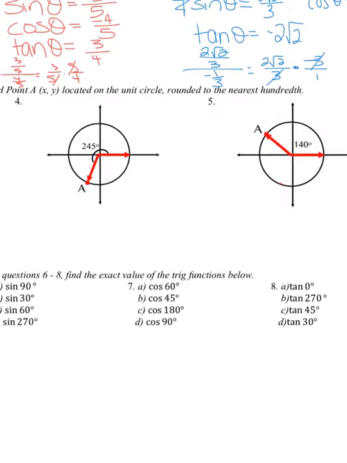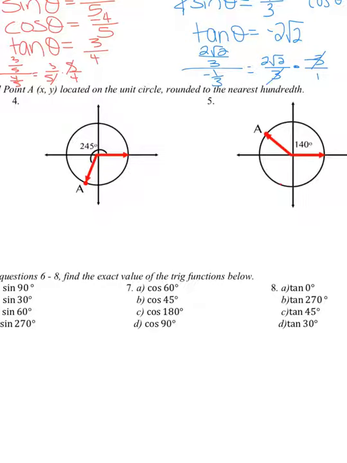Numbers 4 and 5, it's looking for the x and the y value if the point is on the unit circle. This is what we just did, but going the opposite way. Okay, I'm given theta, right? 245 degrees is my theta value. And now I have to find what the point is. I have to find x and y.